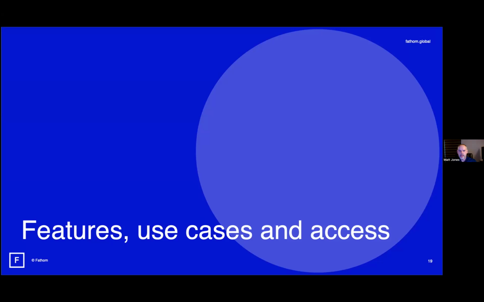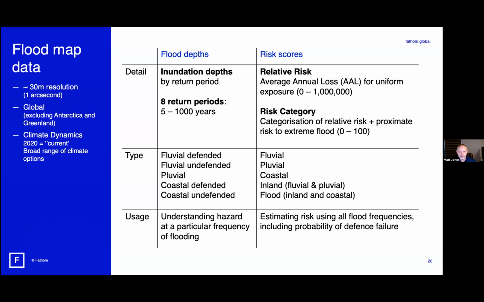Okay, so what metrics and dimensions do we offer in the global flood map data? Well, the metrics that you can take from the global flood map are flood depth by frequency, so flood depth by return period, or risk scores. And I'll spend a few minutes talking about those in a second.